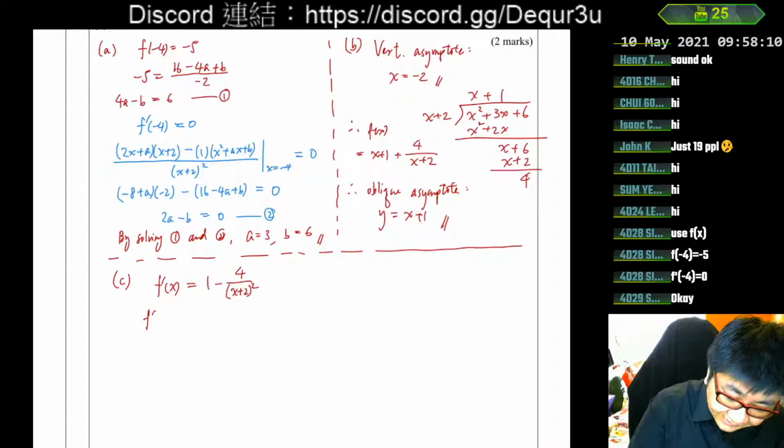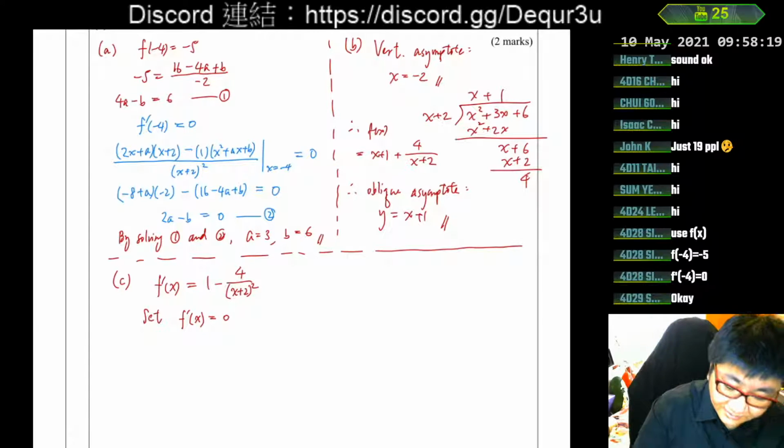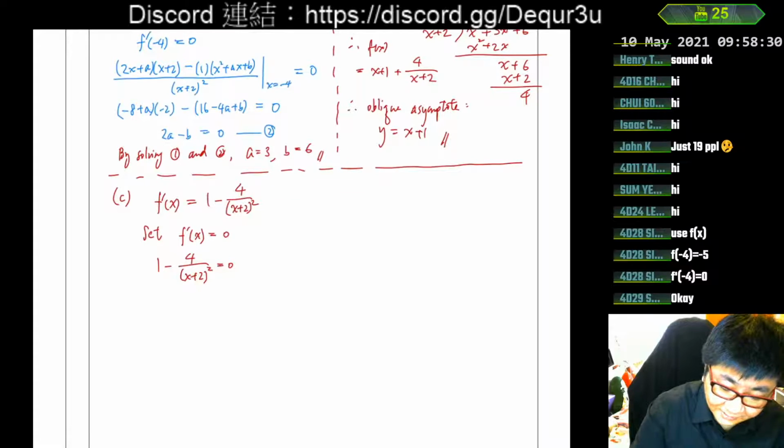And then we set f dash equal to 0. Don't forget to write set f dash equal to 0, which means it will be 1 minus 4 over (x plus 2) square equal to 0. And then we solve for x from here. So we can put non-x to the other side and x to one side. Then it will be 1 equal to 4 over (x plus 2) square. And that means (x plus 2) square equals 4.